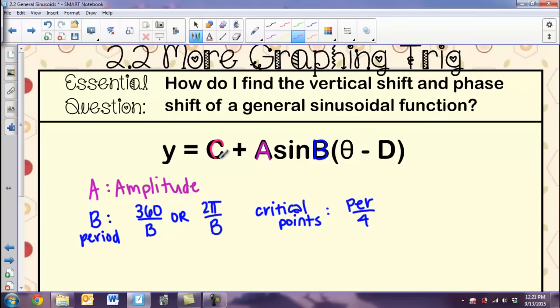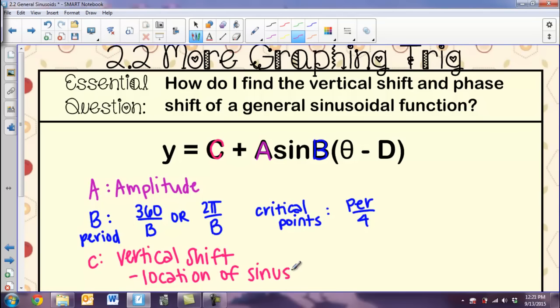So C, the one in the front, is going to be your vertical shift. And basically what your vertical shift does is it tells you where your sinusoidal axis is going to be. So it's the location of that sinusoidal axis. And remember, the sinusoidal axis is just where the middle is. So you're just moving your graph up or down, and really all that's going to do is shift that axis in the middle, so that way we can see how far up or how far down it goes.